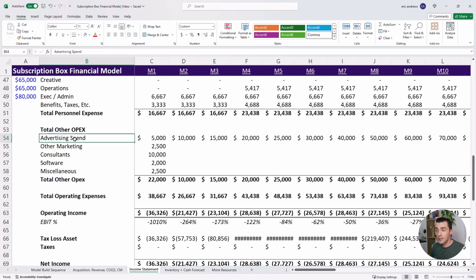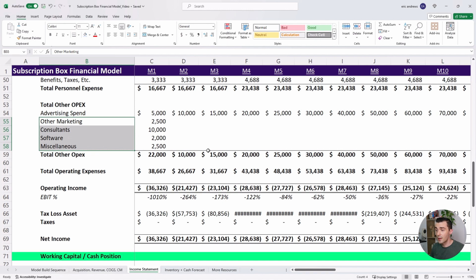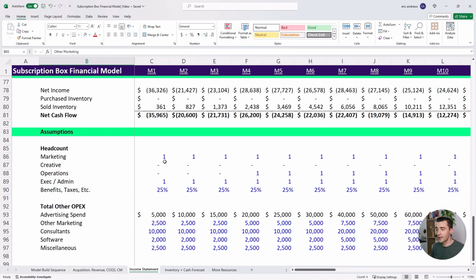So what I do is I just copy these 4 accounts below into the assumption section: other marketing, consultants, software, miscellaneous.